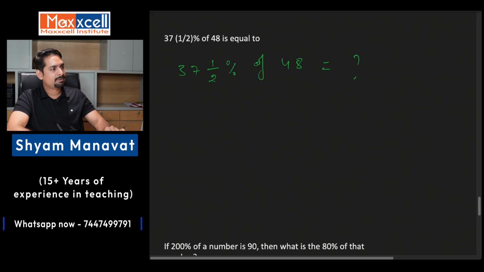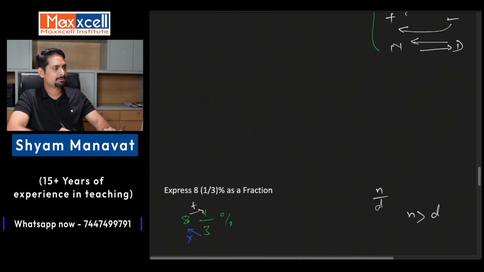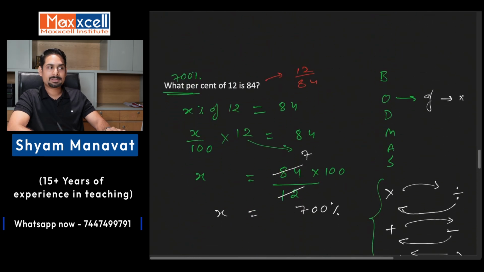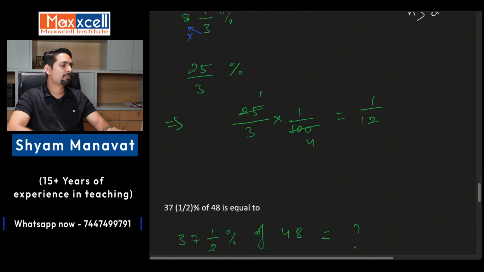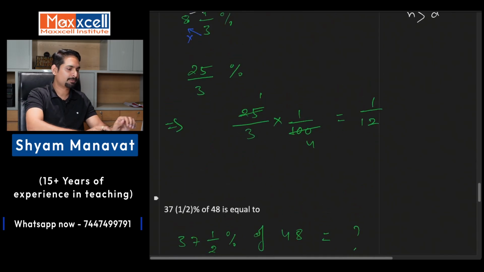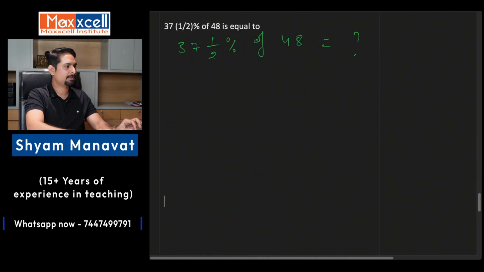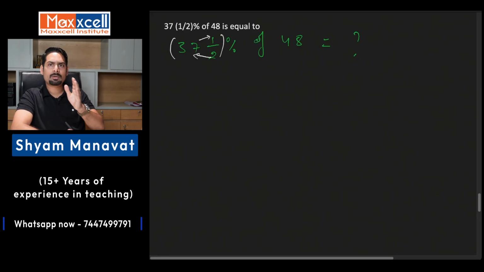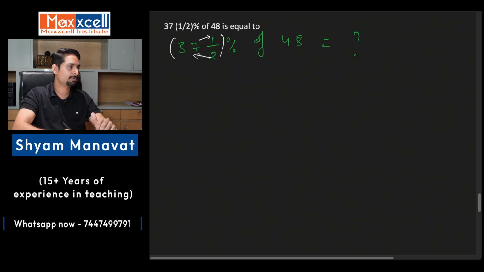Tell me, what did we learn from the previous question? "Of" means multiply. Replace this "of" with the multiplication sign, alright? And let's simplify this mixed fraction too. So I have here 2 multiplied by 37 plus 1. You can also write this as 37.5, but there is no fun in that. Let's convert this into an improper fraction and then multiply by 48 and keep it simple.